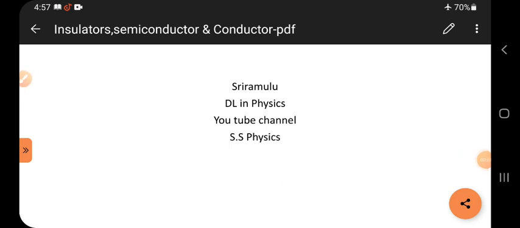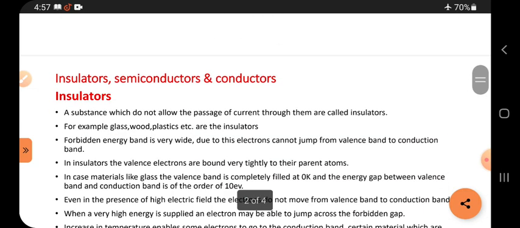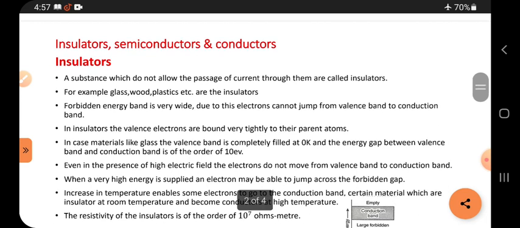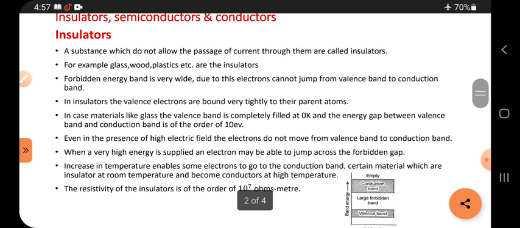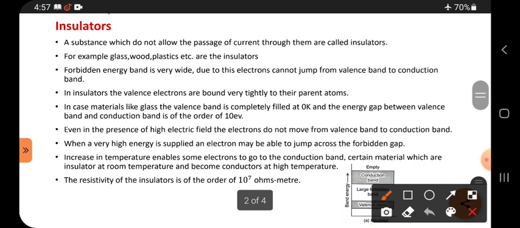Today's topic is insulators, semiconductors and conductors. First, what is an insulator? A substance which does not allow the passage of current through it is called an insulator. Insulator means it cannot allow electricity to pass.